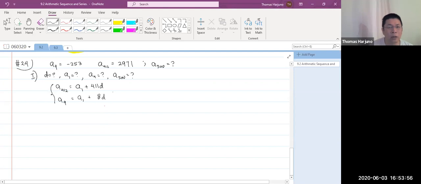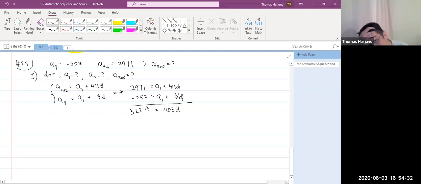And then I substitute: 2,971 equals the first term plus 411d, and then the ninth term is negative 253 equals the first term plus 8d, such that when I subtract, I get 4 minus 12 ... I get 403d. Ooh, that seems to be ugly.